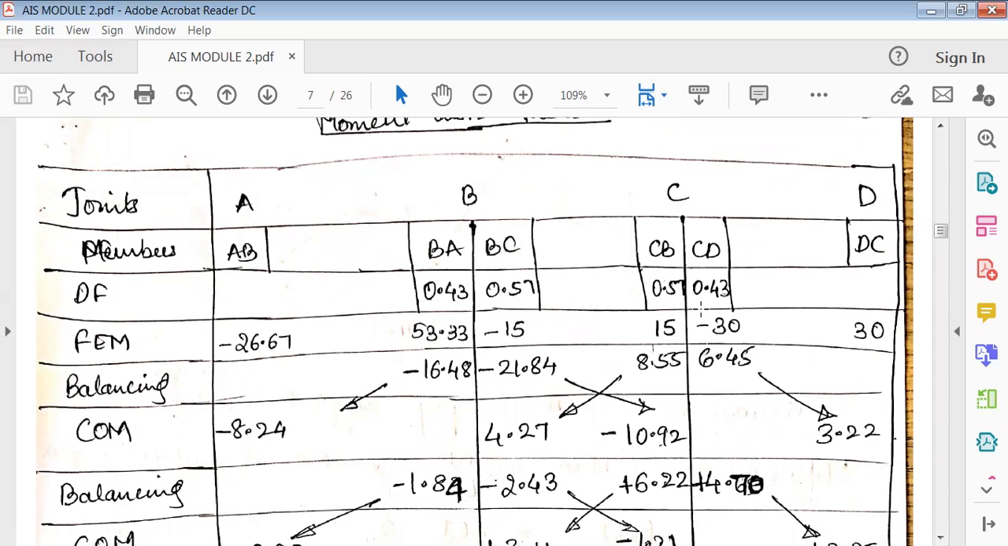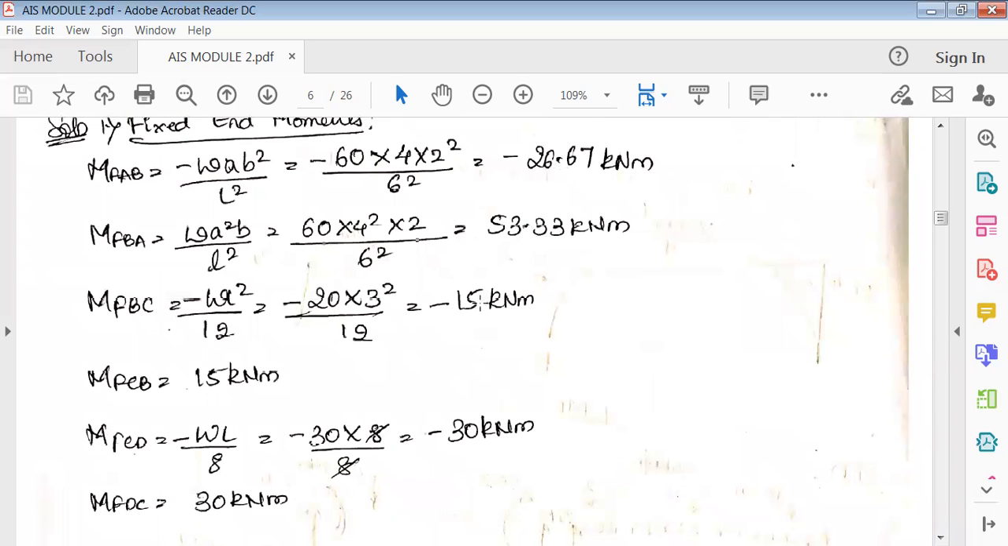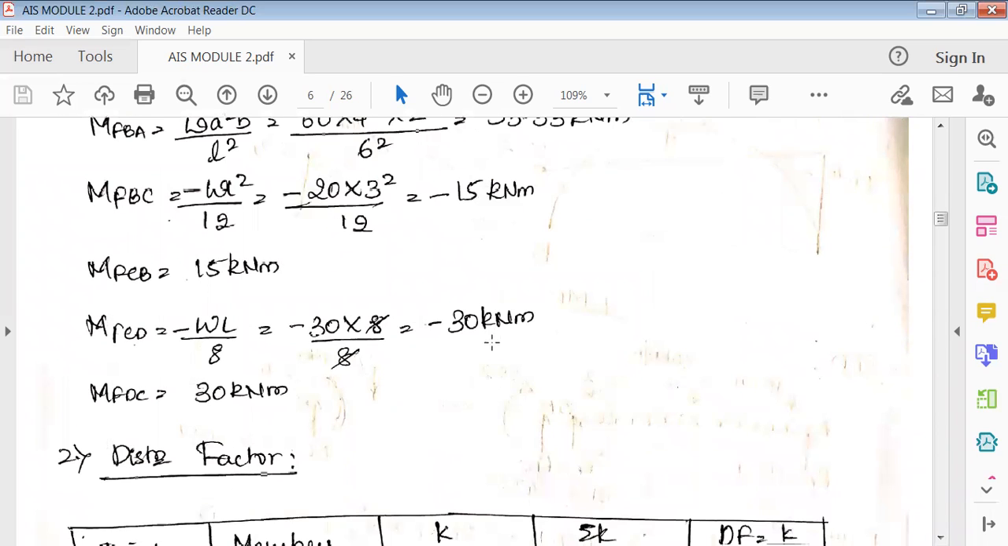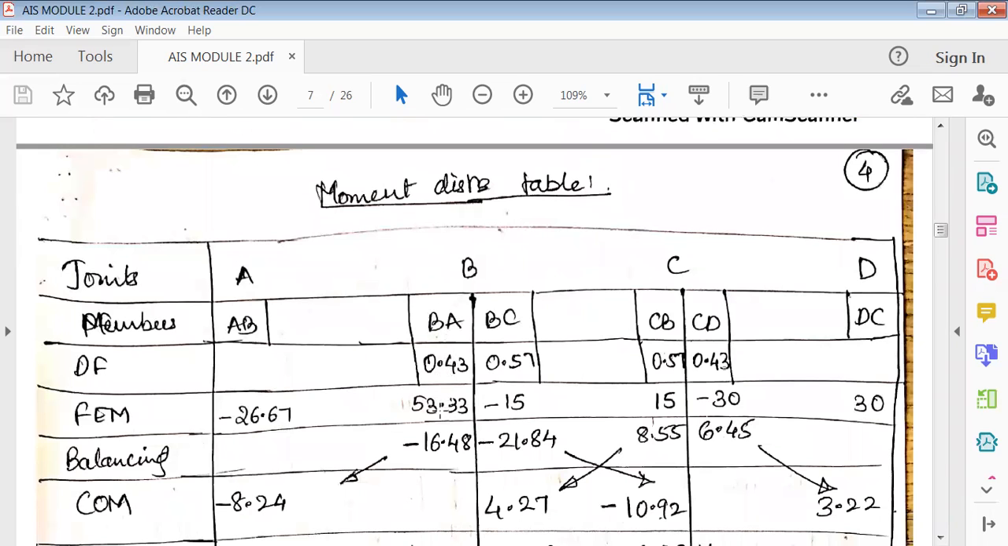Now next is writing the fixed end moments. Fixed end moments you already calculated. Same thing: 26, 53, minus 15, plus 15, 30 and minus 30. According to this only, you should go on writing here, just below this.